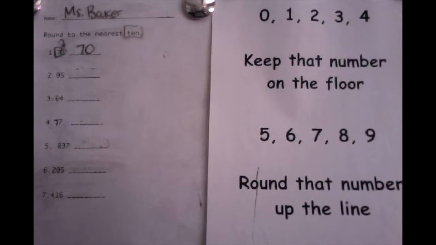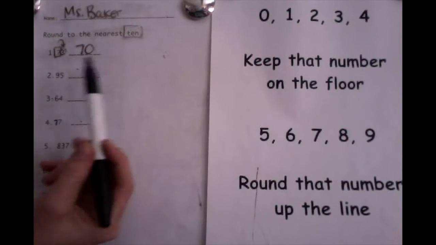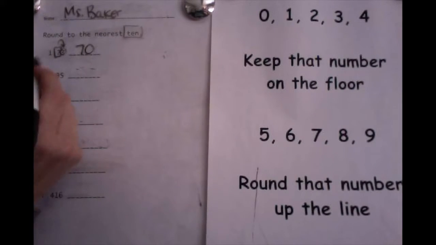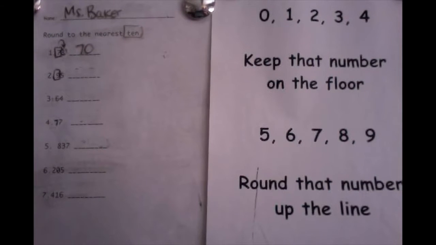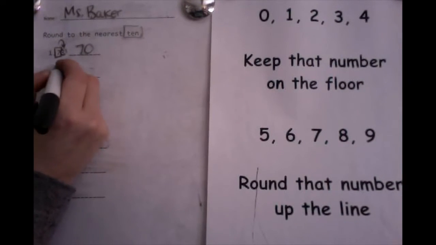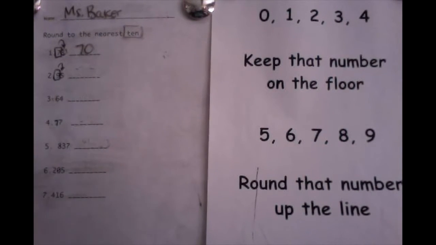Number 2, we have the number 95. Ooh, this one's going to be tricky. This one we're going to have to kind of think of those benchmark numbers. 95 comes in between 90 and 100. Keep that in mind. So the first thing that we need to do is put a box around our tens place. This is the number that we are rounding. All right, now let's look next door. Put a little arrow to our ones place.